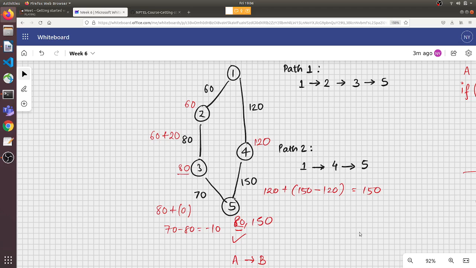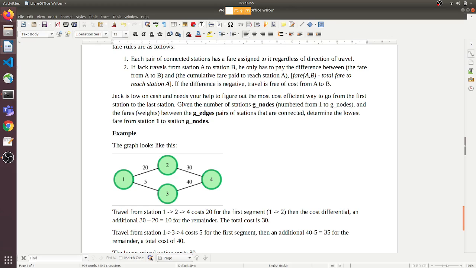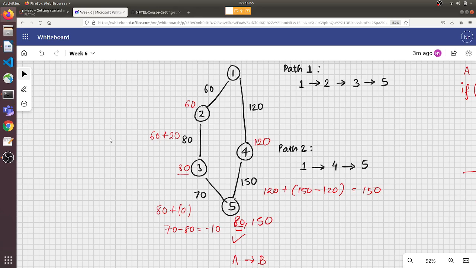I guess it's the path whose maximum edge weight is the smallest. You're saying 80, like that. Yeah, if we consider 1, 2, 3, 4, then the maximum edge weight is 80, and if we consider 1, 4, 5, then the maximum edge weight is 150, and the smallest of the two is 80. So we will consider 1, 2, 3, 5.